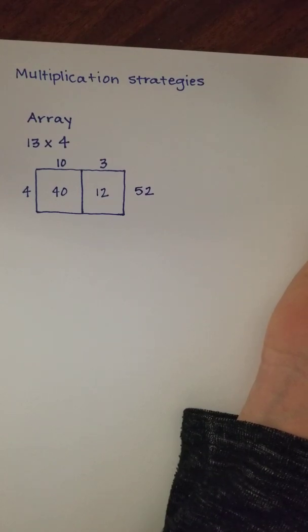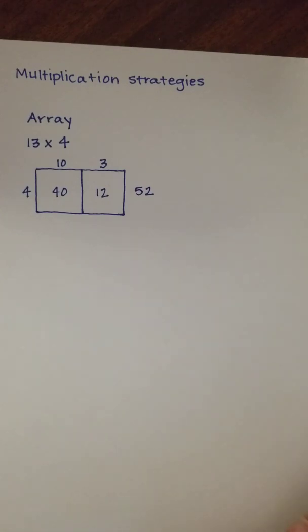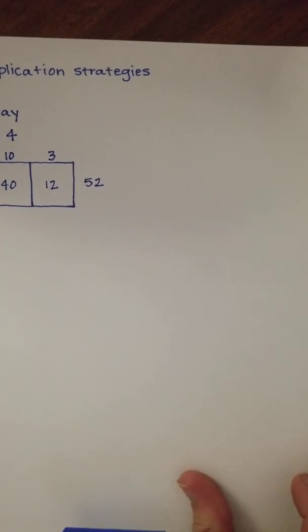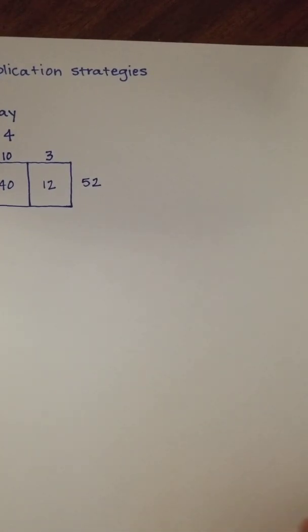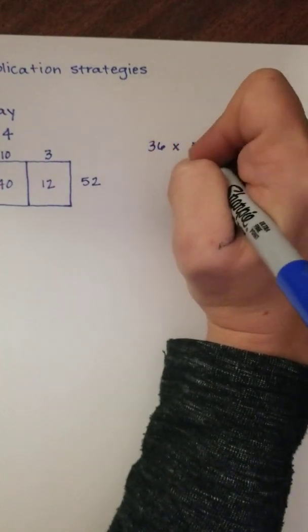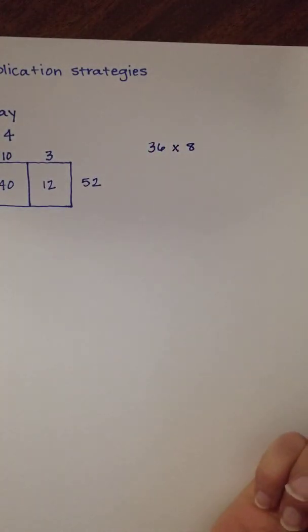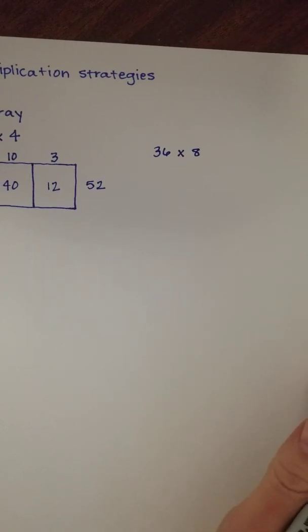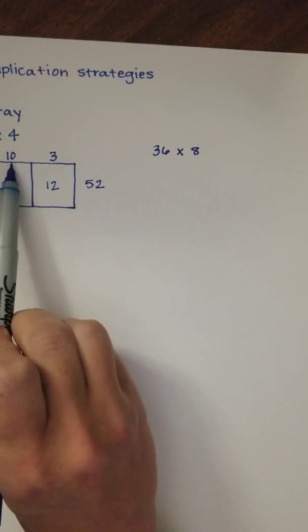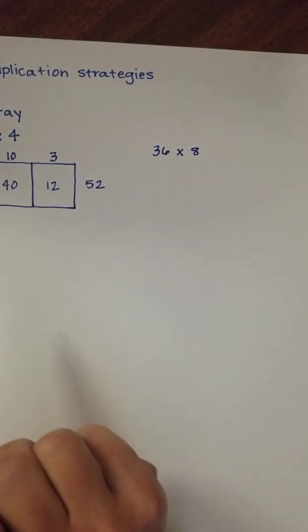Now this is how I started teaching this strategy, but we've moved on to harder numbers. And actually I might be showing you 3 just so you can really get the hang of it. I'm going to show you 36 times 8. Students are more than welcome to do the 30 as a 10, a 10, and a 10 if they want.